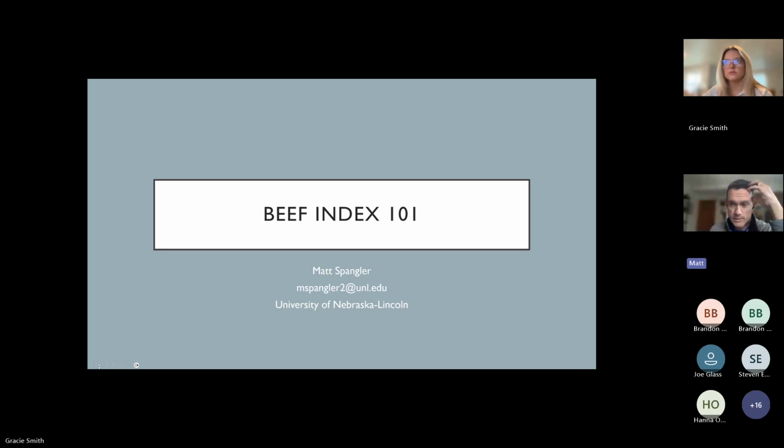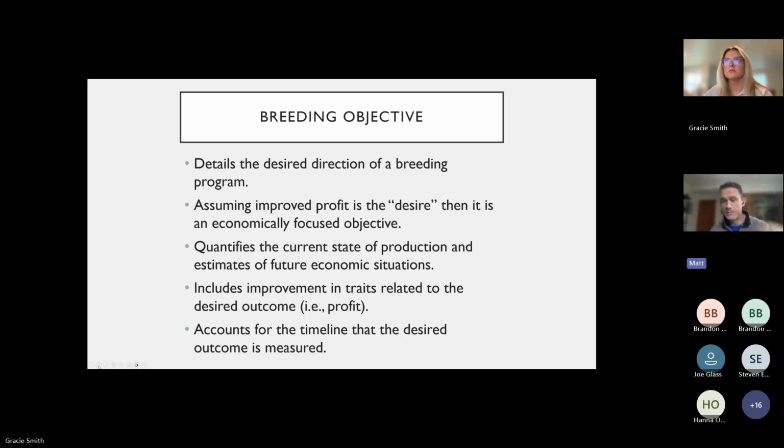So if we can advance to the first content slide, to me, the whole discussion of indexes should really start at a discussion of breeding objectives. So a breeding objective really details the direction that a breeding program should go. And it assumes, at least oftentimes, I suppose it doesn't always have to, but as I'm going to discuss it today, it assumes that profit is the desire. And so if increased profit at the commercial cattle level is the desire, then that says that the breeding objective and any corresponding selection index needs to be economically optimized.